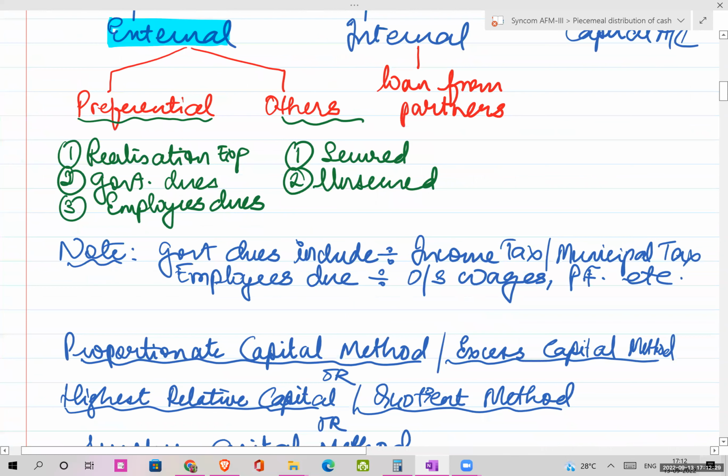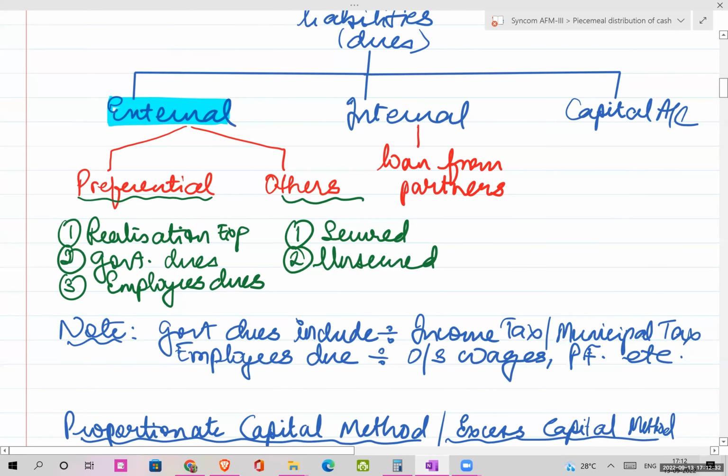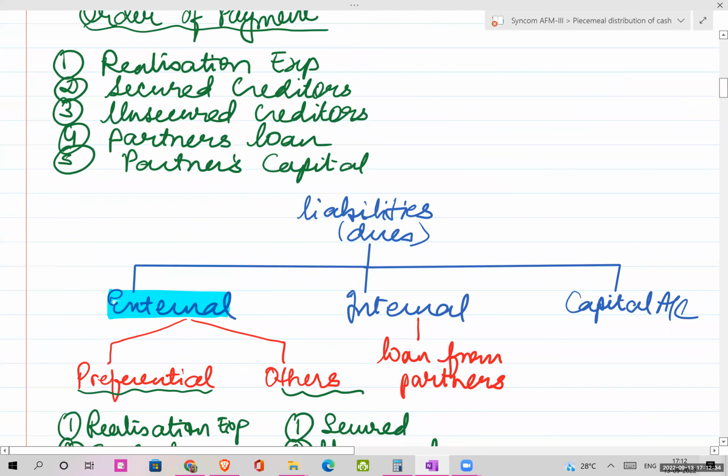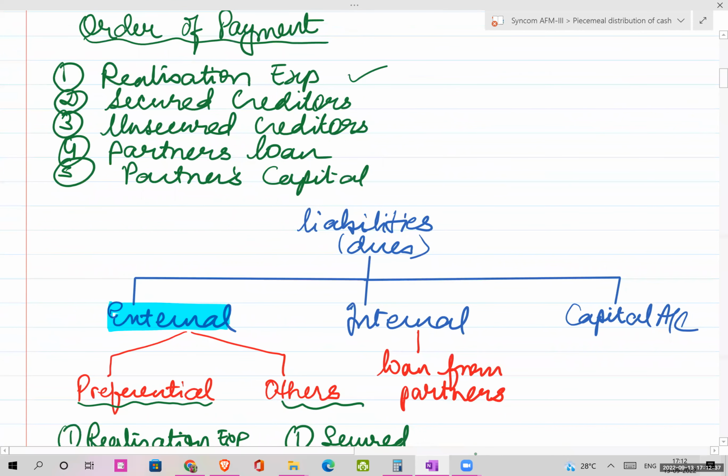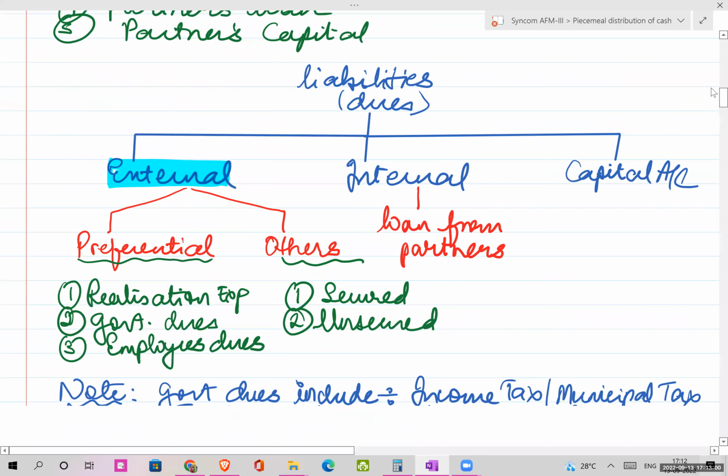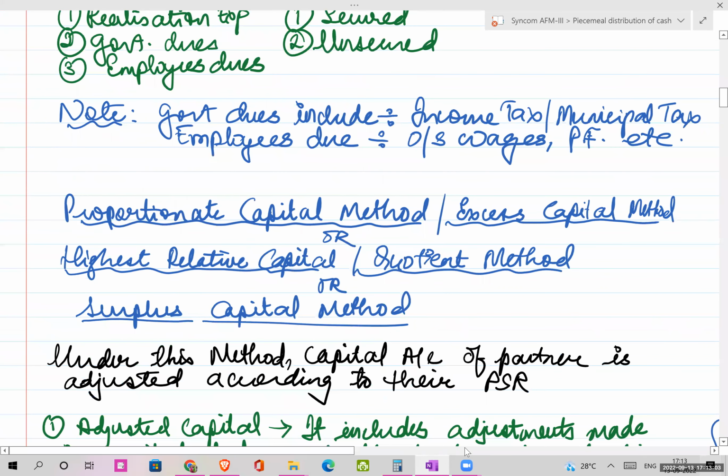I will just take it back to the theory so that it is clear. Here we talk about year, right? पहले क्या पे करेंगे? या तो ये भी देख सकते हो आप, रियलाइजेशन एक्सपेंसेस इस सम में नहीं है, तो ये ऑप्शन तो चला गया मेरे हाथ से. क्रेडिटर्स है सम में है, तो पहले मैं क्रेडिटर्स पे करूंगी. अनसिक्योर्ड क्रेडिटर्स नहीं है, छोड़ दो. पार्टनर्स लोन है, हाँ है, तो सेकेंड में पार्टनर्स लोन पे करूंगी, और थर्ड में पार्टनर्स कैपिटल पे करूंगी. ओके, सो दिस विल बी माय ऑर्डर ऑफ पेमेंट. This would be my order of payment.